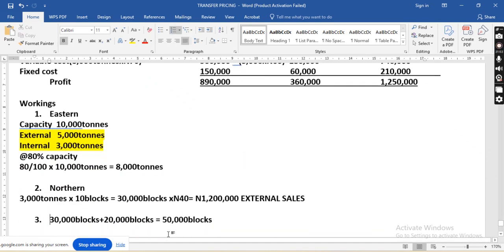So the total blocks is okay. Now how many tons will be needed? I think they will need 5,000 tons, right? Yes, sir.